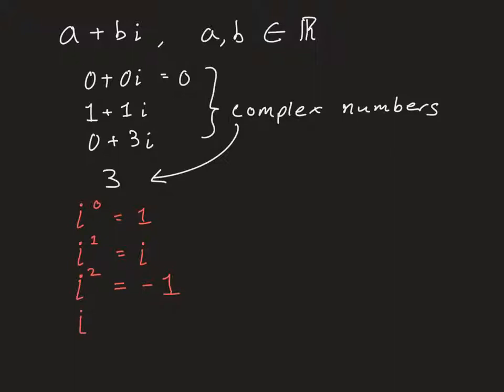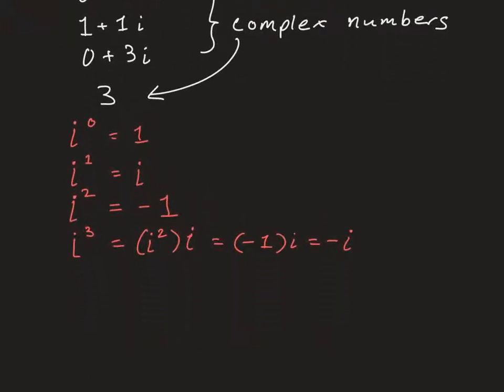So then i cubed is equal to i squared times i, and that's equal to -1 times i, and that's -i. And i to the 4th power is i squared squared, and that's (-1) squared, which brings you back to 1.